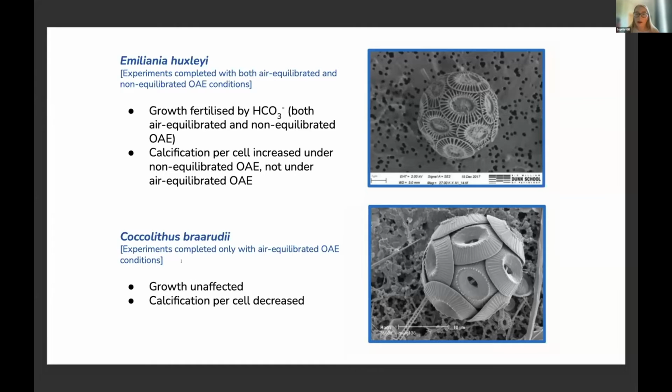But for Coccolithus pelagicus, their growth was unaffected by being placed in OAE conditions relative to control, which is likely because they come from a different genus than E. hux, and this means they're less able to utilize alternative carbon species for metabolic processes like growth. And we likely think that high pH and low CO2 in the OAE conditions drove decreased calcification per cell in Coccolithus, and this has been shown in some similar experiments by Gerald Langer and others in the past.